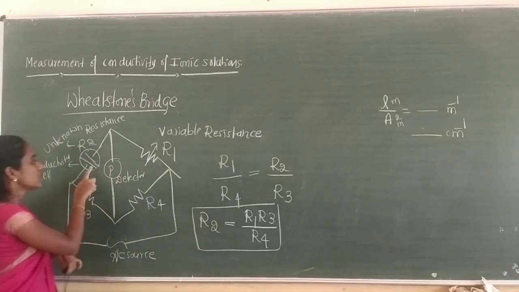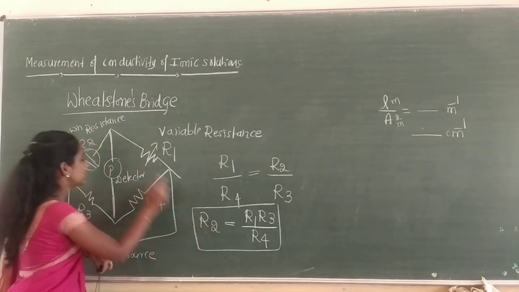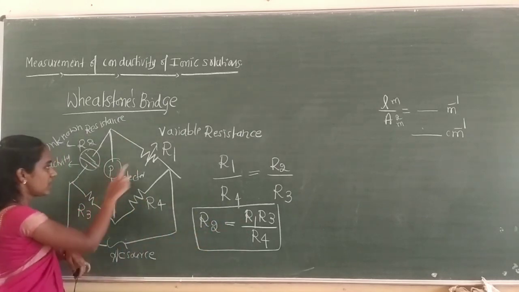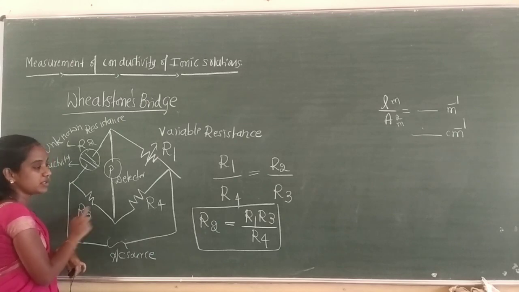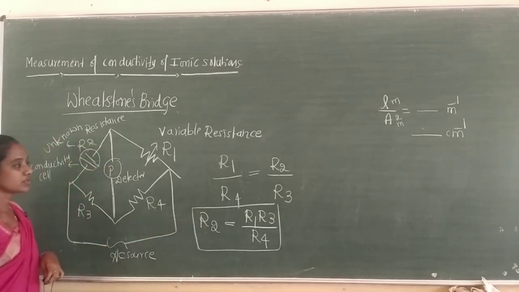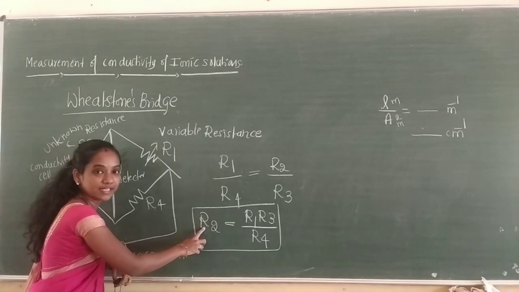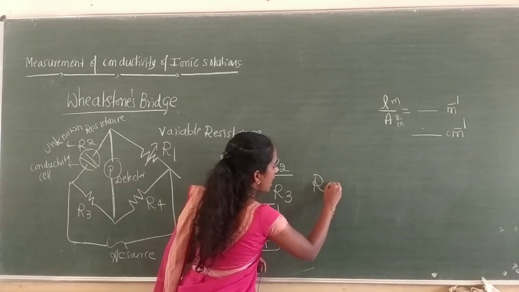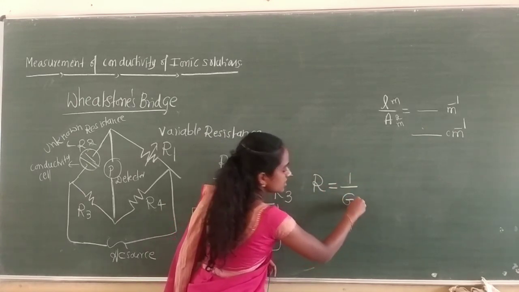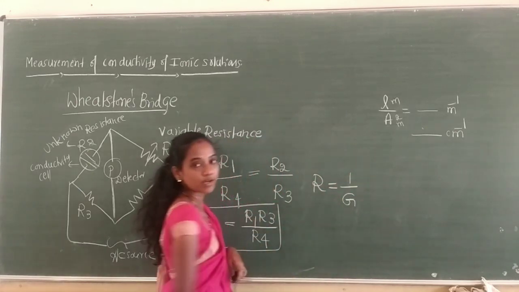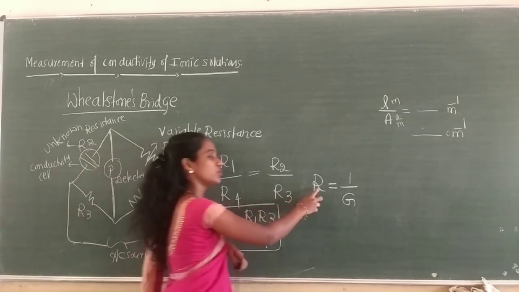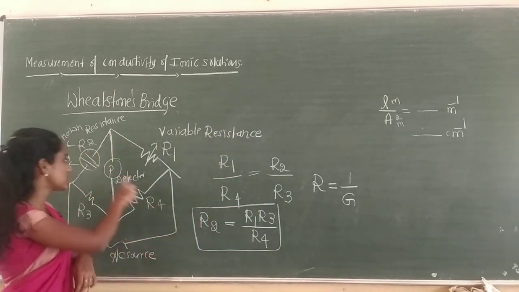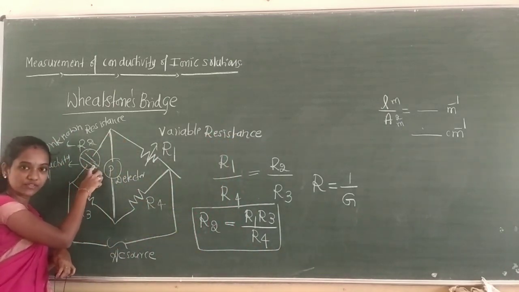So here we have measured the resistance of this particular solution by knowing the values R1, R2 and R3 divided by R4. Once we calculate the resistance of the solution, we can measure the conductance. R is equal to 1 by G, the reciprocal of conductance. If we know the value of resistance, automatically we can find out the conductance of that particular solution which is there inside the conductivity cell.